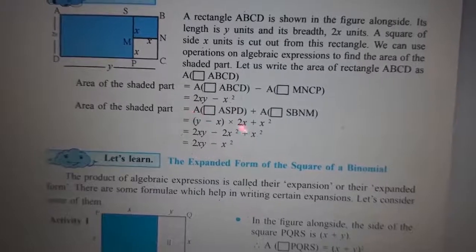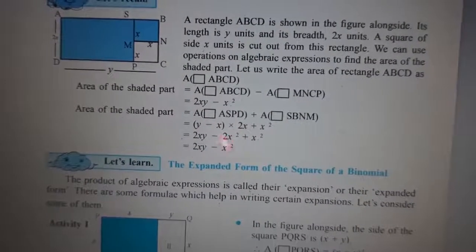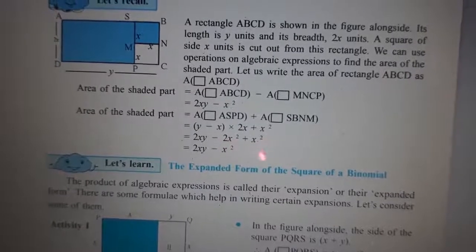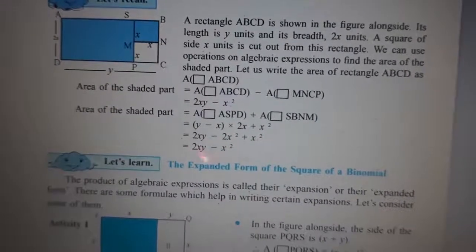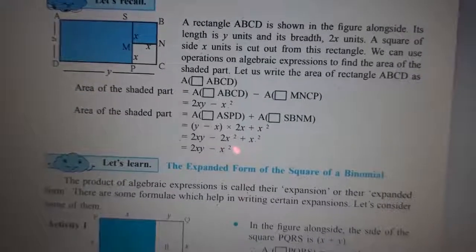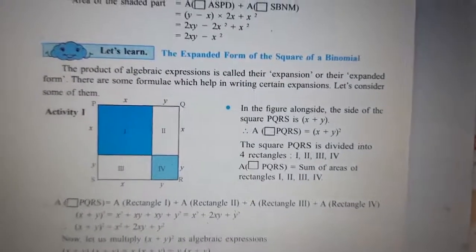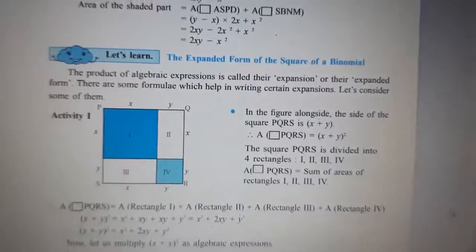You are multiplying 2x into y, 2xy, minus 2x into x, which is 2x square, plus this x square as it is. So that is 2xy minus x square, because here you can see minus 2x square. So we got 2xy minus x square, children.